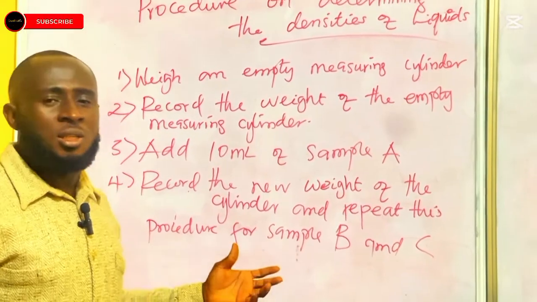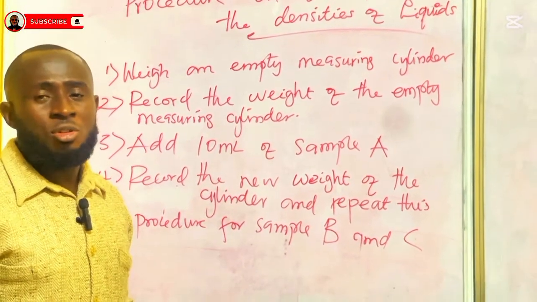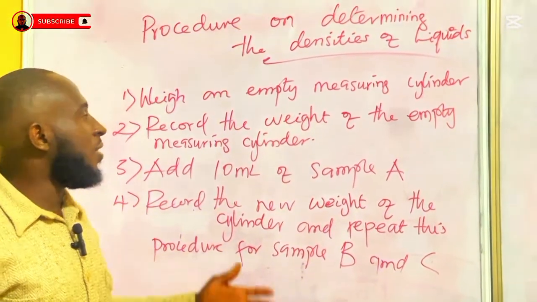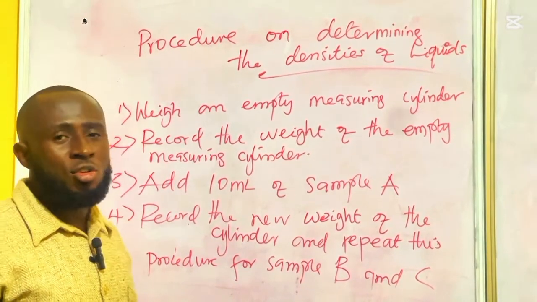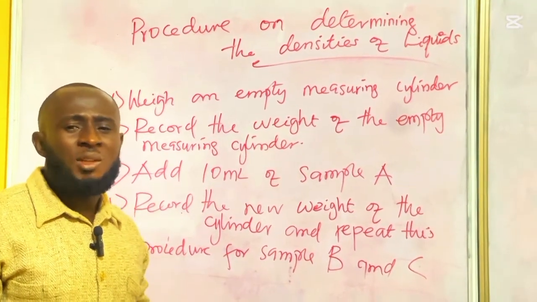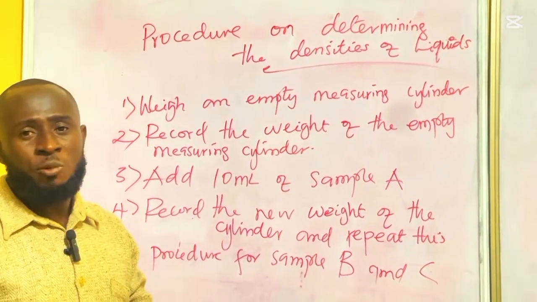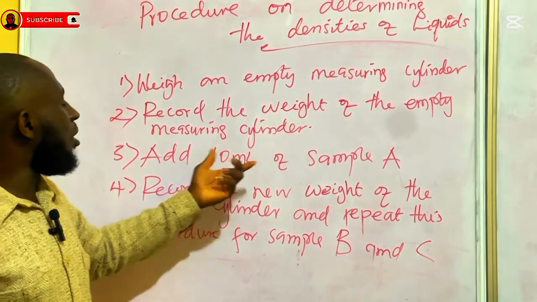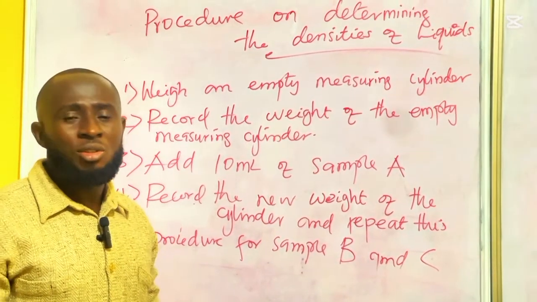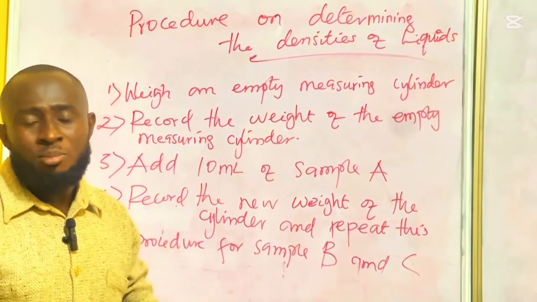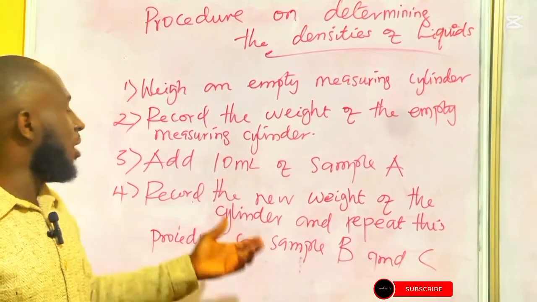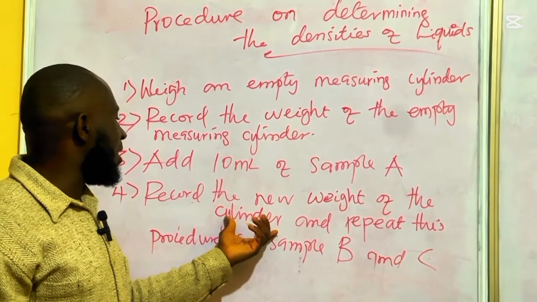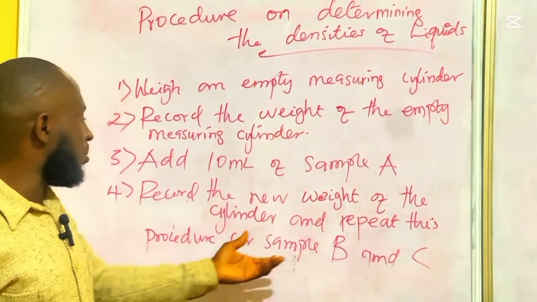For this experiment, you'll be working with 3 different samples or liquids, and these liquids are of different viscosity. The first thing to do is to weigh your empty measuring cylinder and record its weight. Then you add 10 ml of sample A. Of course, you're going to label your liquids as sample A, B, and C. You add 10 ml of sample A, then record the new weight of the cylinder, and repeat this procedure for samples B and C.